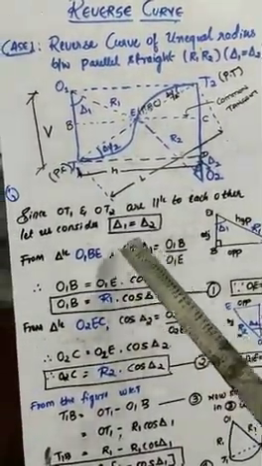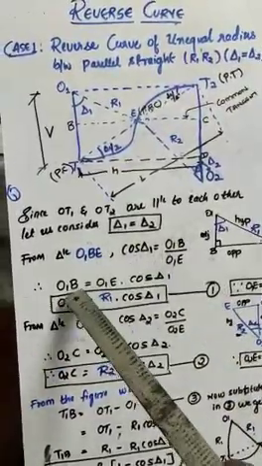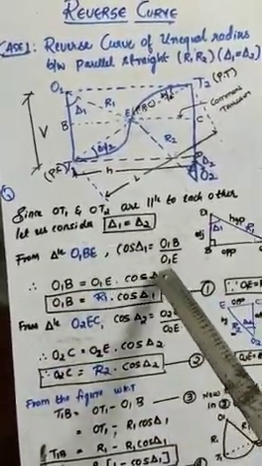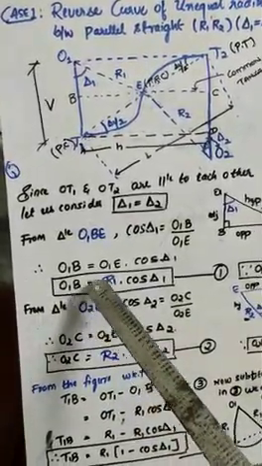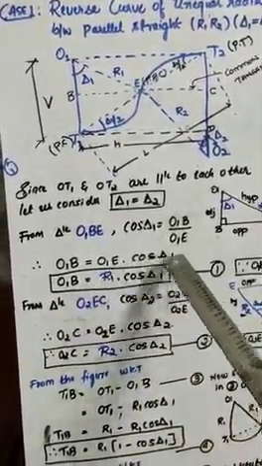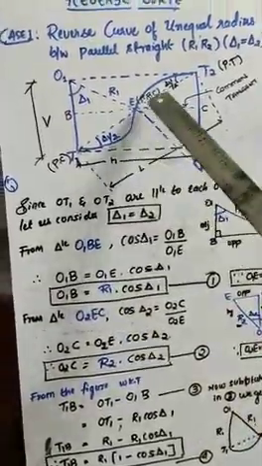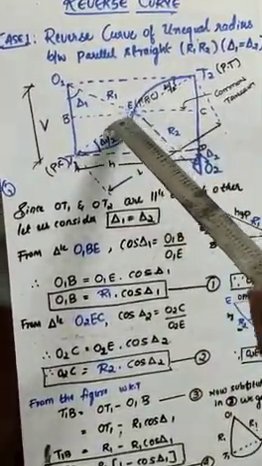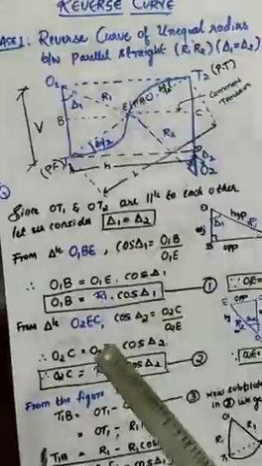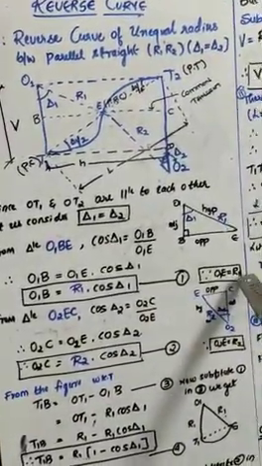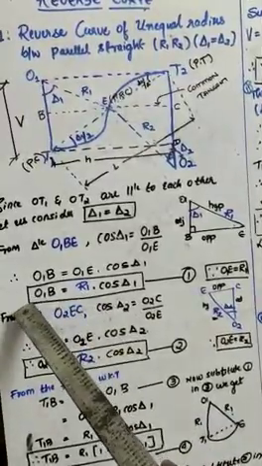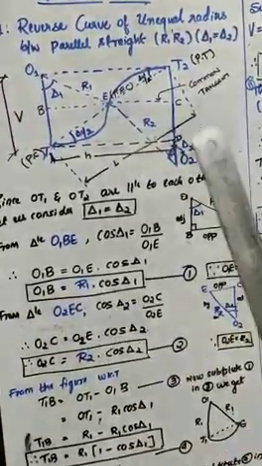So finally from this we can write O1B as cross multiply this O1E into cos delta 1. So finally O1B becomes O1E into cos delta 1, where O1E is the radius, that is R1. So it is substituted. Since O1E is R1, it is substituted. So finally O1B is equal to R1 into cos delta 1.